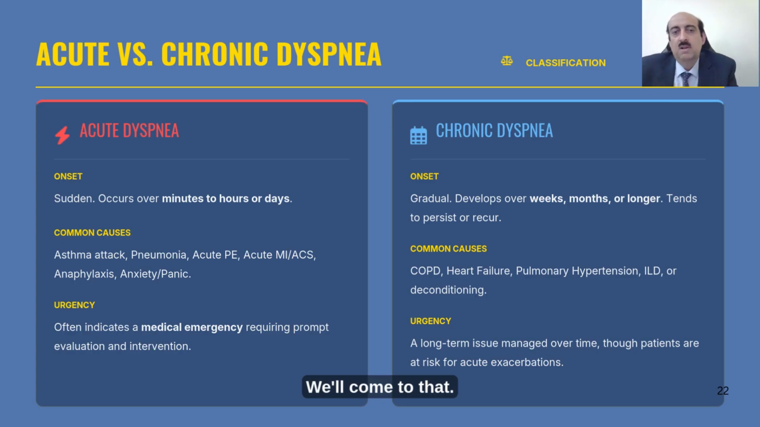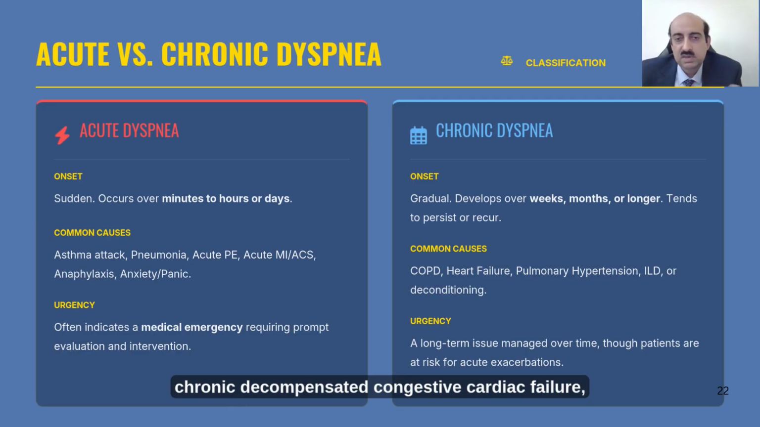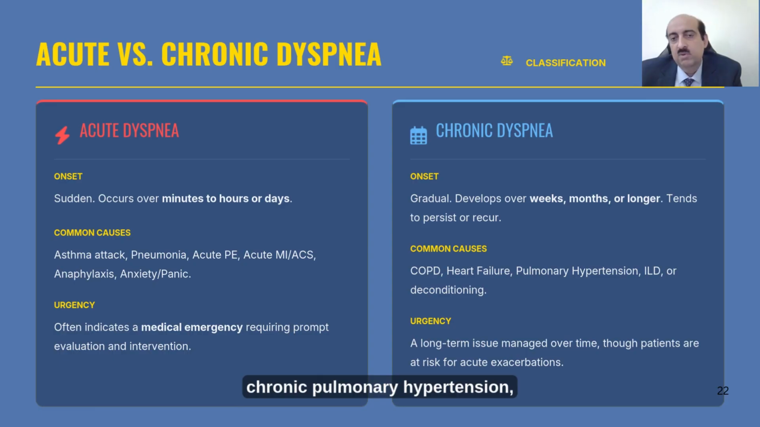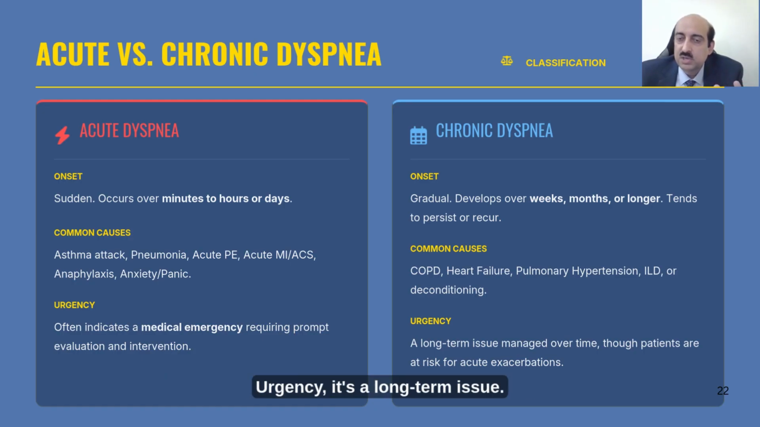We'll come to that. Coming to the common causes of chronic dyspnea: COPD, heart failure, chronic decompensated congestive cardiac failure, all grades of heart failure, HFpEF, HFrEF, chronic pulmonary hypertension, interstitial lung disease, as we said, or physical deconditioning from any cause.